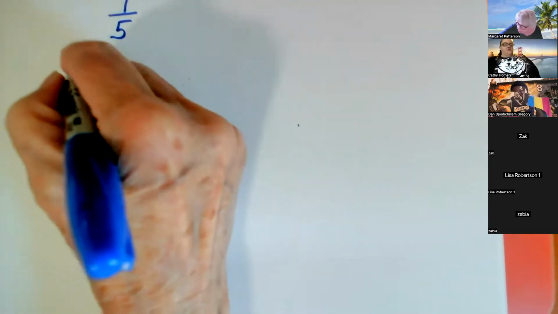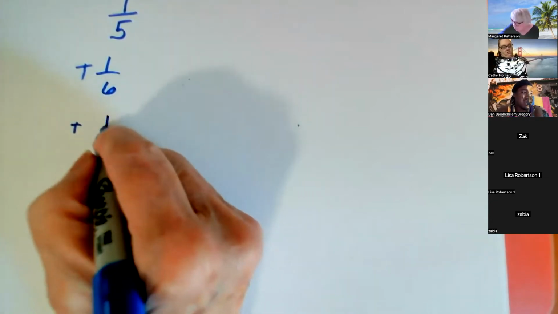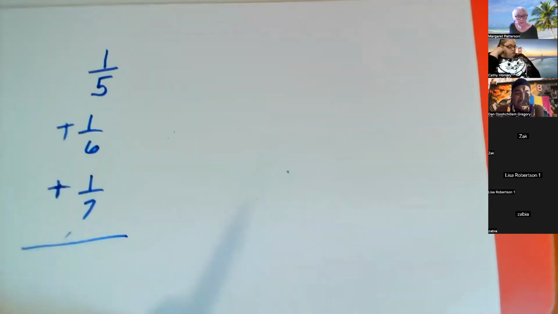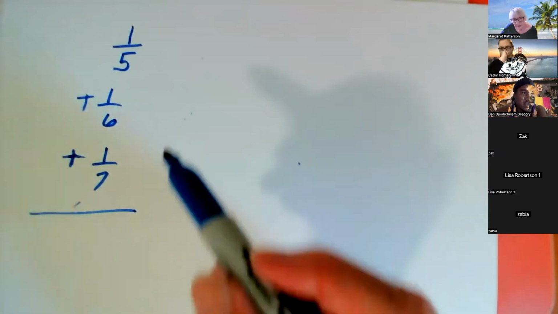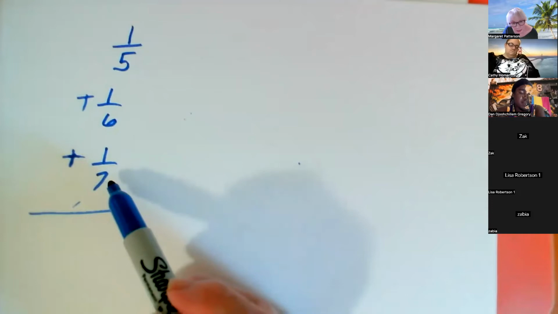Okay, let's see what else. Oh, here. I want to do this one with 3 numbers all at once. 1/5 plus 1/6 plus 1/7. Oh my. The common denominator is relatively large. Two of these are prime, the 5 and the 7, right?